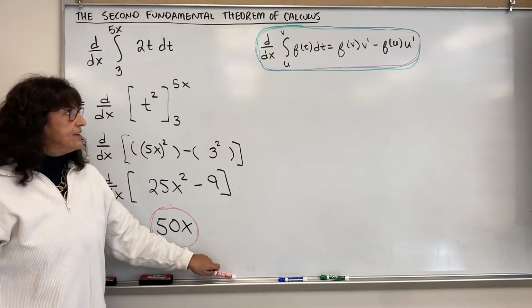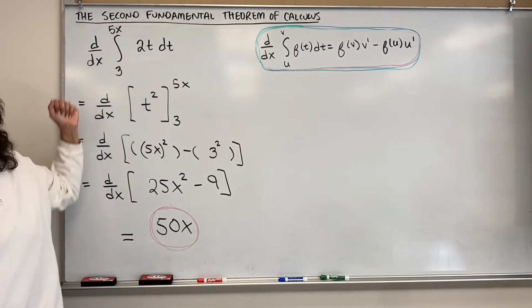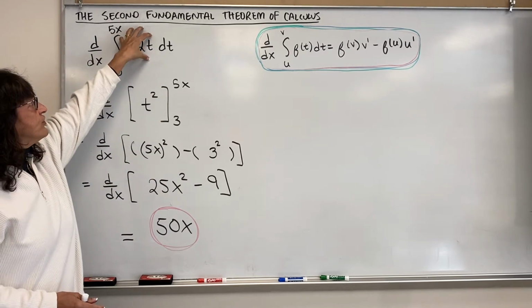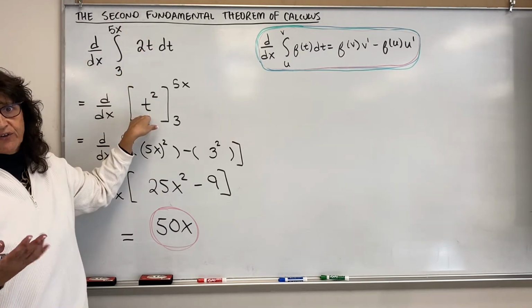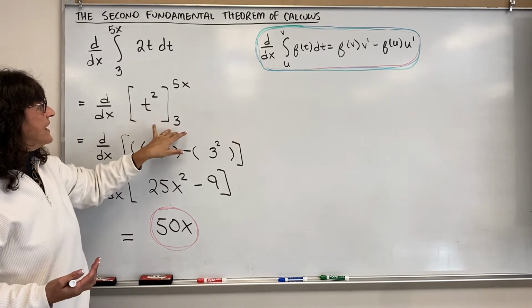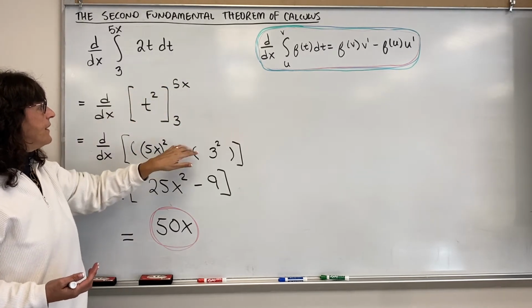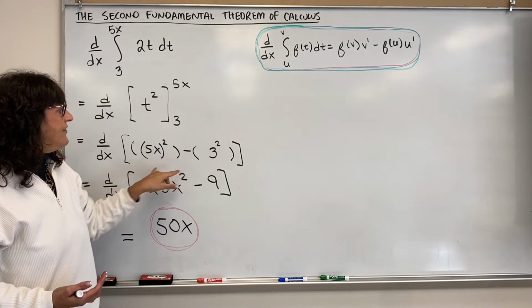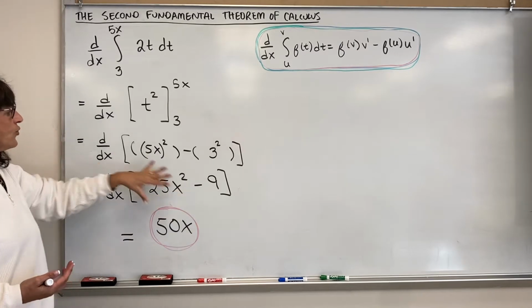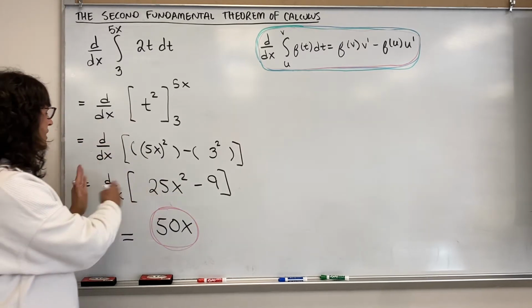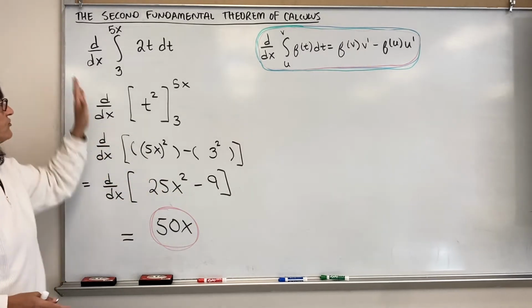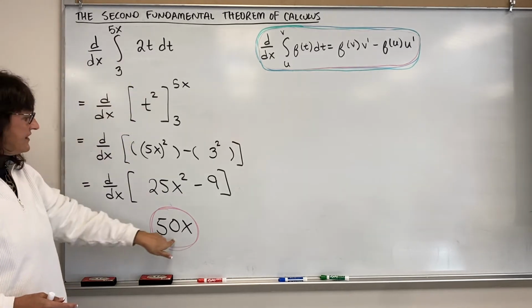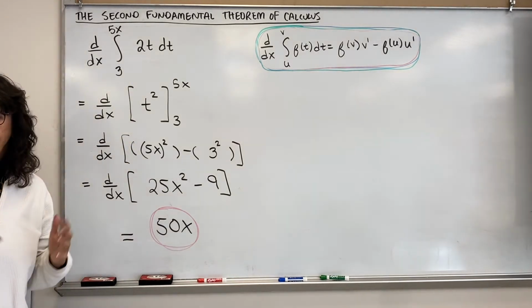And just again, to recap, working from the inside to the outside. We're going to do the integration first, then the fundamental theorem of calculus, plug in the upper bound minus plug in the lower bound, and then simplify our answer. When all is done and over with here, take the derivative at the end. So we save the derivative, working from the inside to the outside. We have 50 times x for our answer.